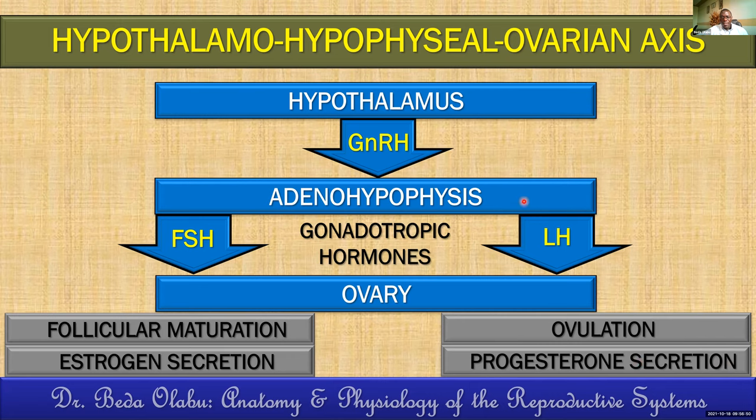So these are the overall components of the hypothalamo-hypophyseal ovarian hormonal axis. And this hormonal axis is the one that controls the female reproductive cycles. The gonadotropic hormones control the ovarian phases. So FSH and LH control the ovarian phases predominantly. And then estrogen and progesterone control the endometrial phases.